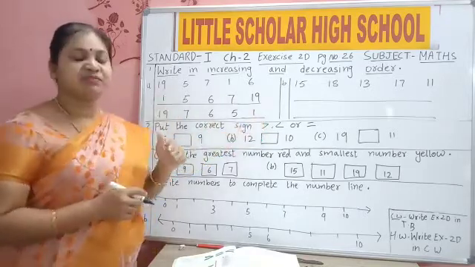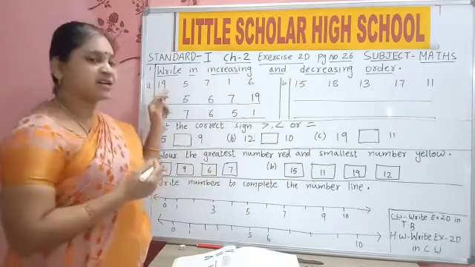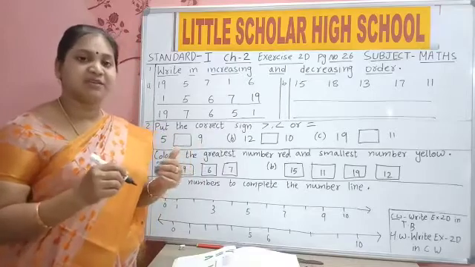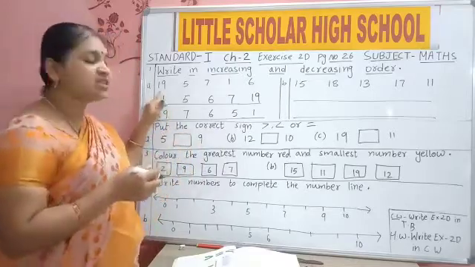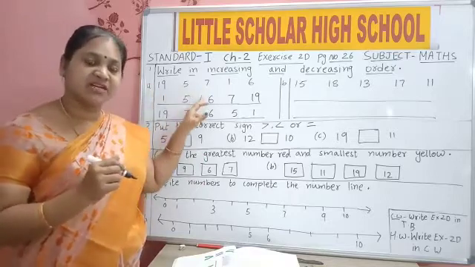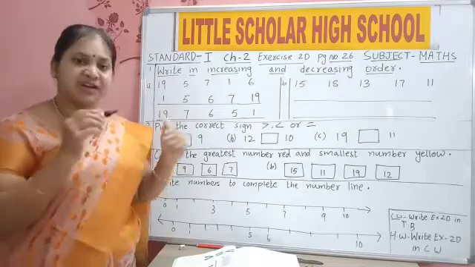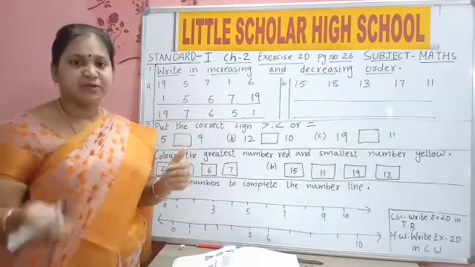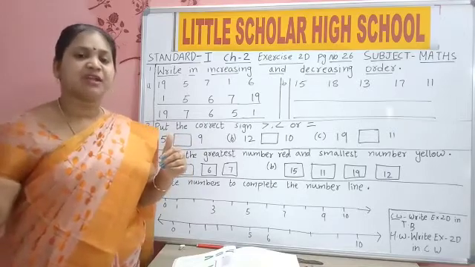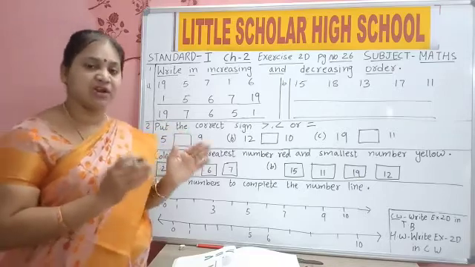Understood? When you are writing numbers, the number that comes first is the smaller number. A 2-digit number is always greater than a 1-digit number. So when you are writing 1, 2, 3, 4, 1 comes first. So 1 is small, then after 1 you will write 2, then 3, then 4, then 5. The numbers that come first are the smaller numbers.